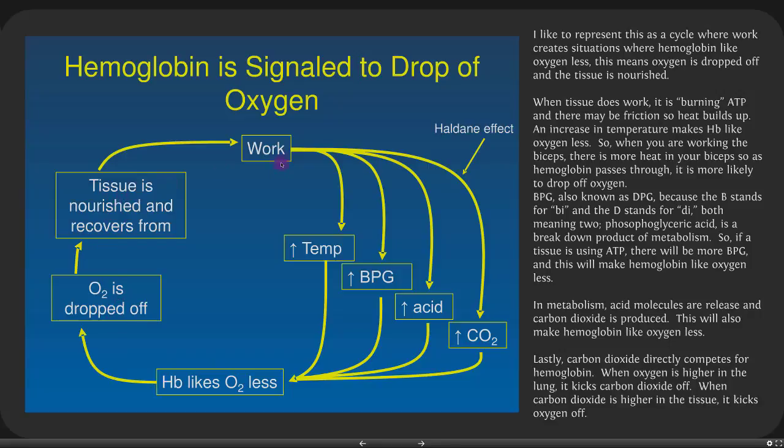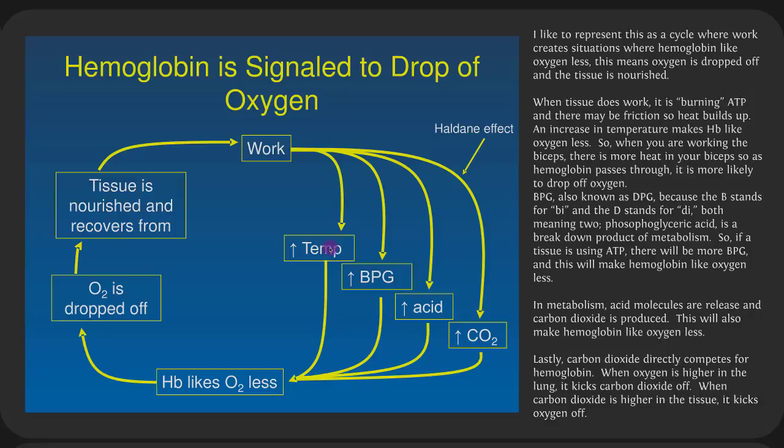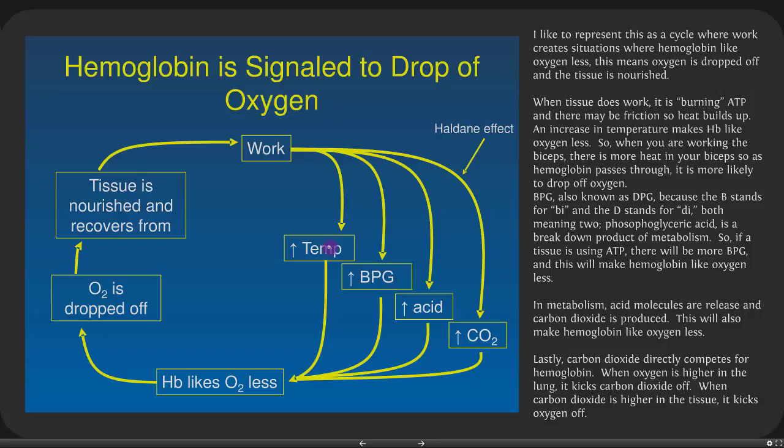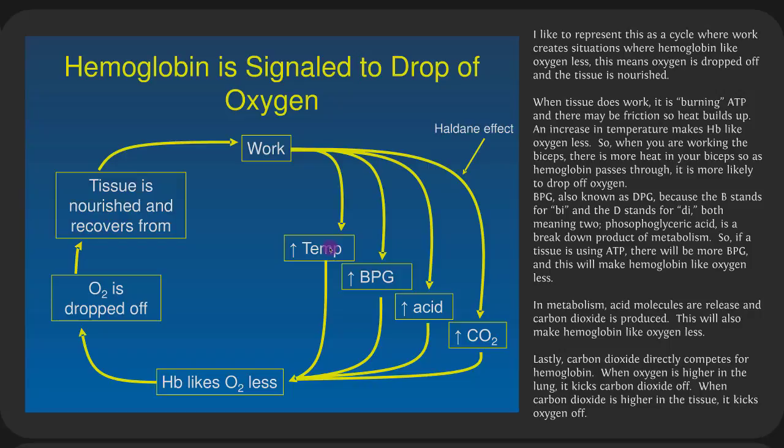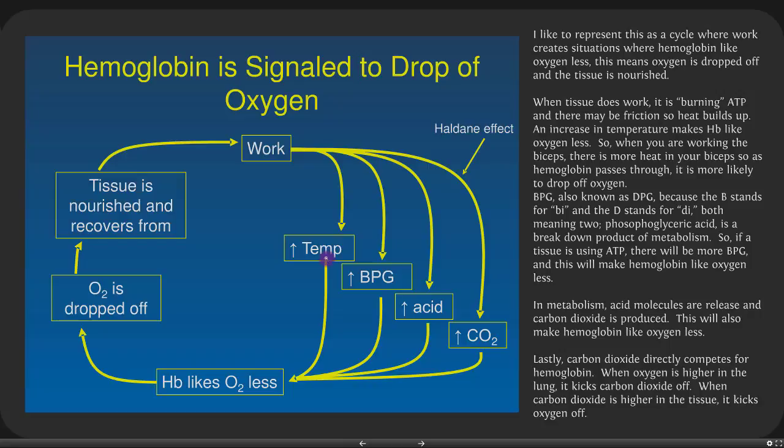So when tissue does work, it's burning ATP. And we kind of literally mean burning in the sense that heat is generated. There may be friction too if we're talking about muscle. So an increase in temperature makes hemoglobin like oxygen less. So when you're working the biceps, there's more heat in your biceps. So as the hemoglobin passes through, it's more likely to drop off oxygen.